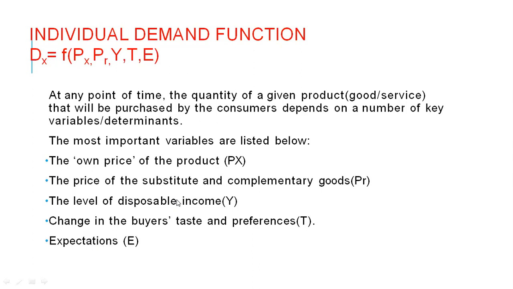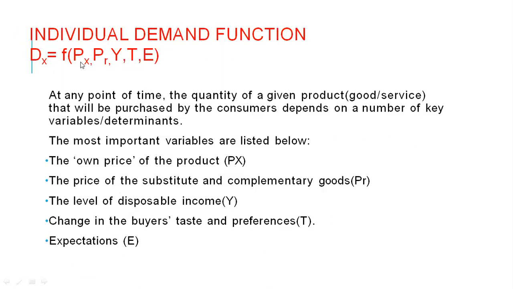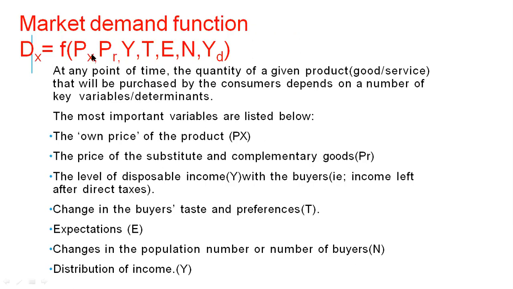Now, when we talk about individual demand function, children, we talk about only one consumer. Coming to the market demand function. Here, as you can see in the previous slide, you have the price of X, the price of the related goods, the income, the taste and preferences of the consumer, and the expectations of the consumer. The same things are there in the market demand function. The extra two things which are added are the population.